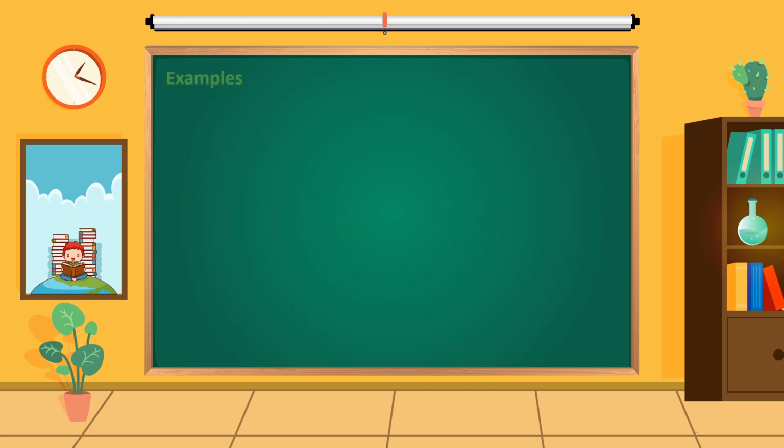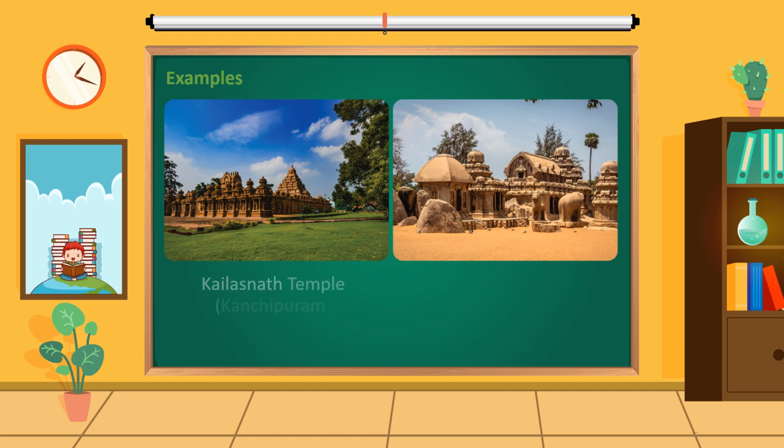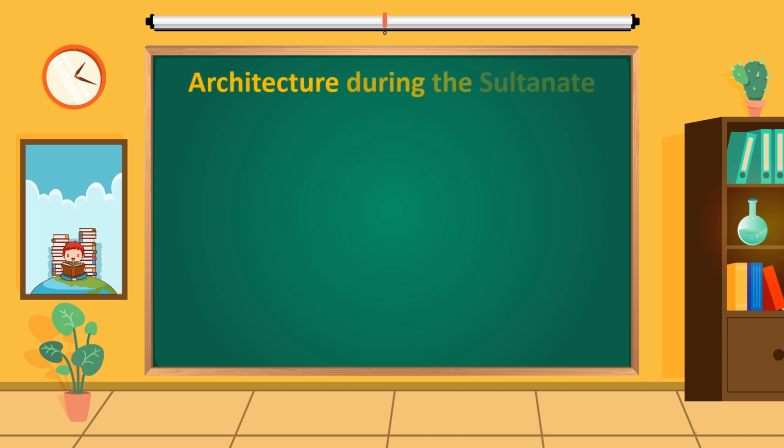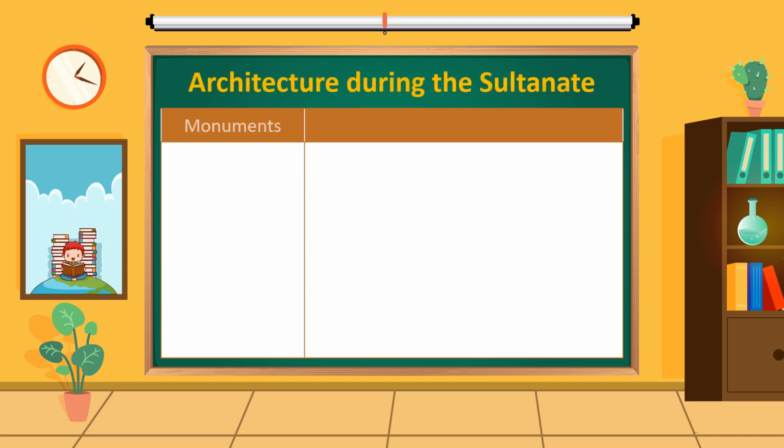Examples: Kailasnath Temple, Kanchipuram. Shore Temple, Mahabalipuram. Architecture during the Sultanate. Monuments.